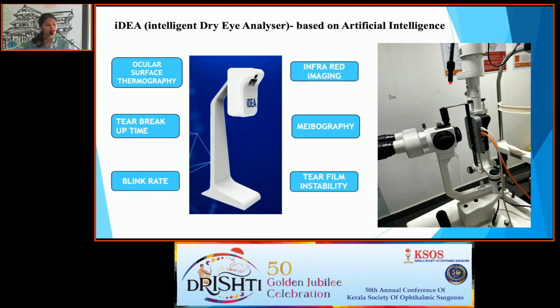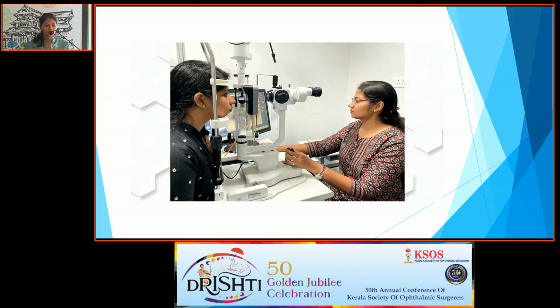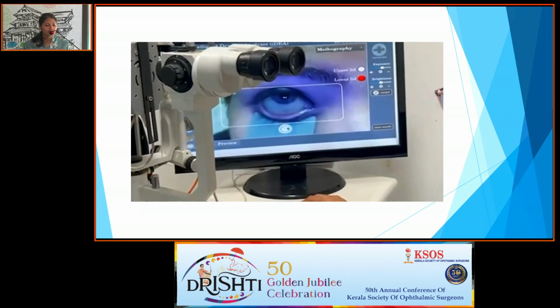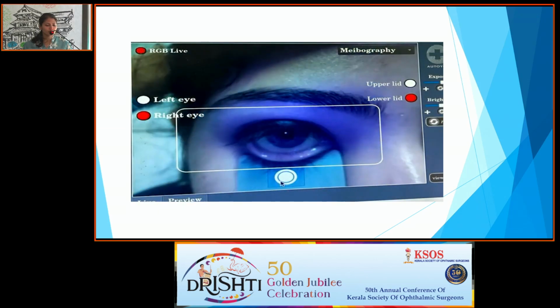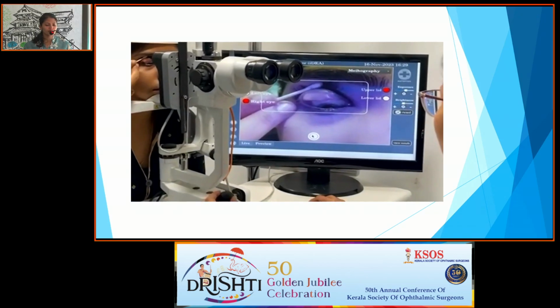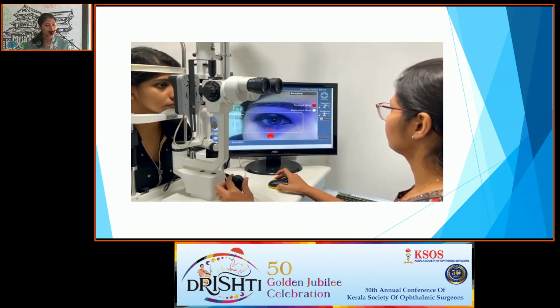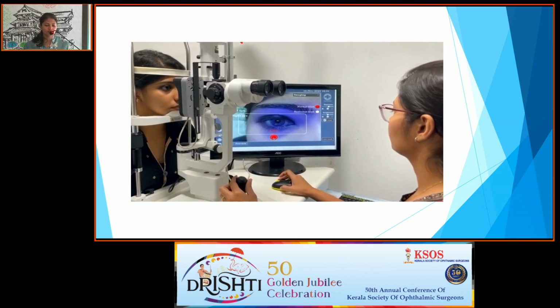It has two versions: a standalone version on the left, and on the right you can see the slit lamp clip-on version. This machine analyzes the ocular surface thermography. It does infrared imaging, tear breakup time, meibography, and blink rate, and finally it gives us a tear film instability score. Here the patient is made to sit at the slit lamp. You can select the mode, and initially meibography is done of the lower lid and the upper lid. Then the patient is asked to blink normally for 30 seconds, and in the restricted blink mode, the ocular surface thermography is measured.